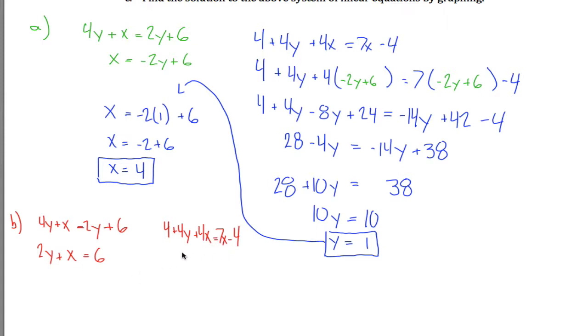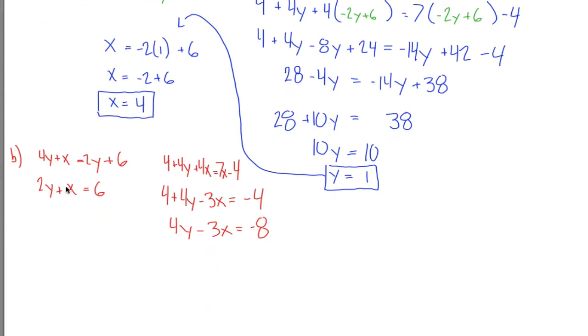So if I subtract 7x from both sides of the equation, what I'll get is this. Subtract 7x over here, that goes away. I subtract 7x over here, that gives me negative 3x. And now if I subtract 4 from both sides, I'll get 4y minus 3x is equal to negative 8. And what I want you to notice is these things now line up, right? Y's, x's, equal, number. Y's, x's, equal, number.